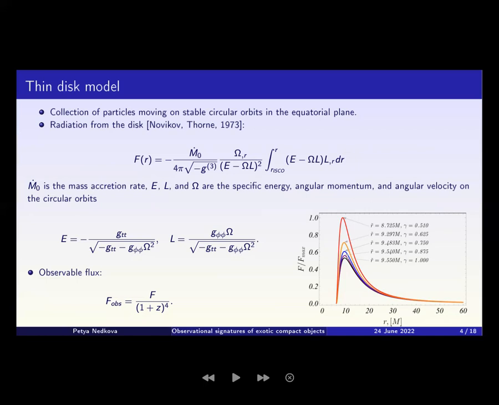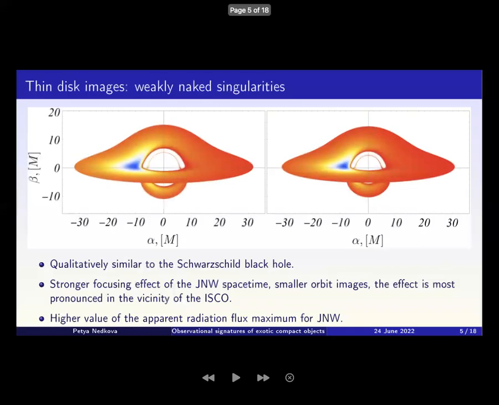And of course, this is the flux measured locally on the disk. So if you want to know what is the flux which the distant observer will see, you modify by the redshift. So in this way, you get the flux at infinity, or wherever you want, at some distant point. Okay, and we apply this model.